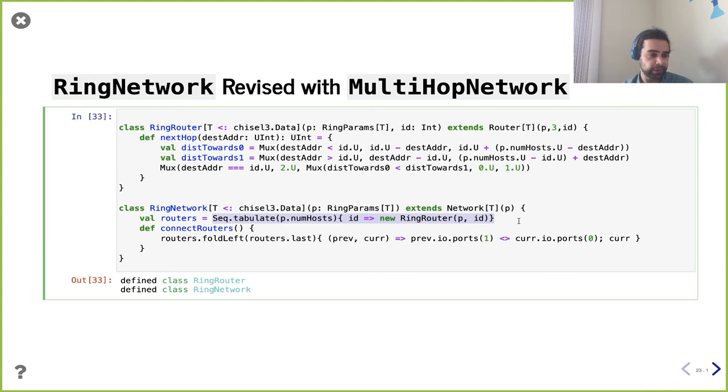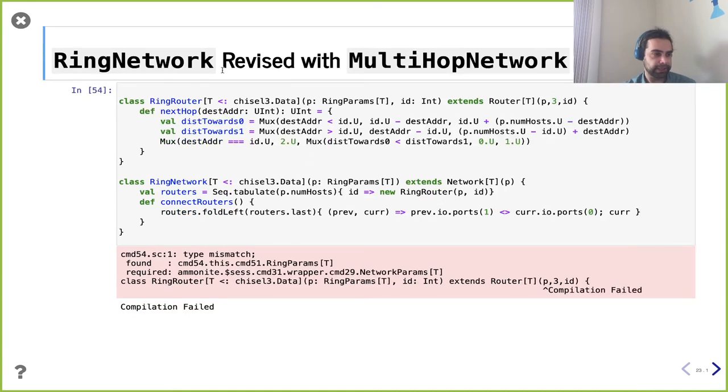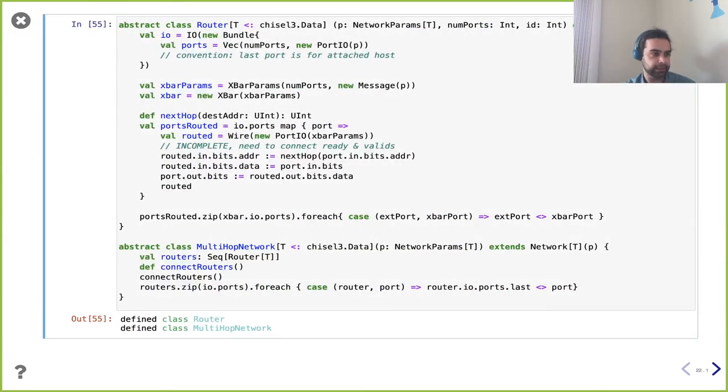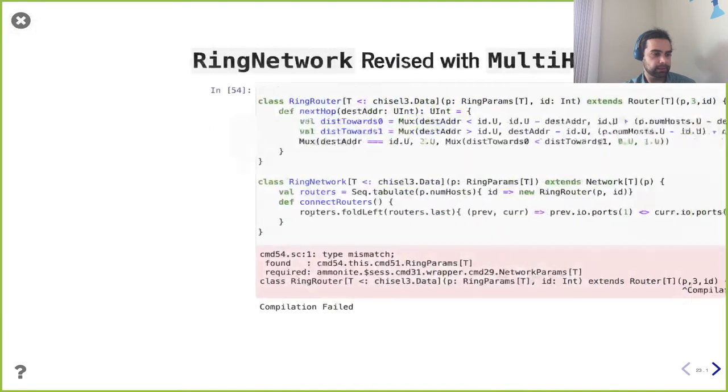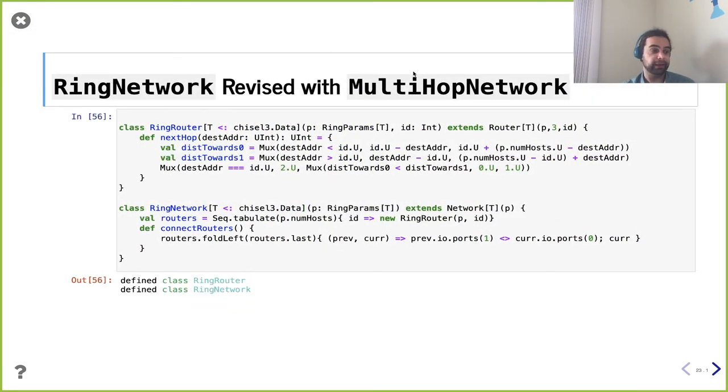And additionally, what does our connect routers method do? Well, it has side effects. There's no return type or anything. But here we're doing a fold left for the ring, which works just fine. So yeah, oops, I probably should have actually evaluated the prior slide. Great, cool. So that's our ring redone in this mode. Questions on this?